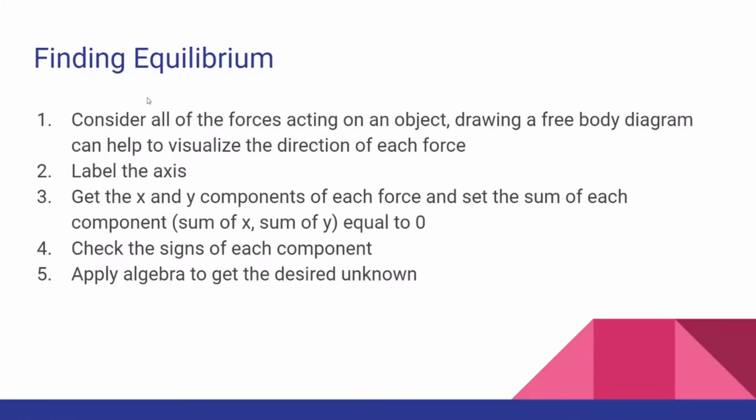In order to find equilibrium, you need to consider all of the forces acting on an object. A free body diagram can help to visualize the direction of each force, labeling the axes so you know the direction of the vectors and which components would be positive or negative. Get the x and y components of each force and set the sum of each component equal to 0. To check for the signs of each component, label the axes and determine which quadrant the vector is in, and apply algebra to get the desired unknown.